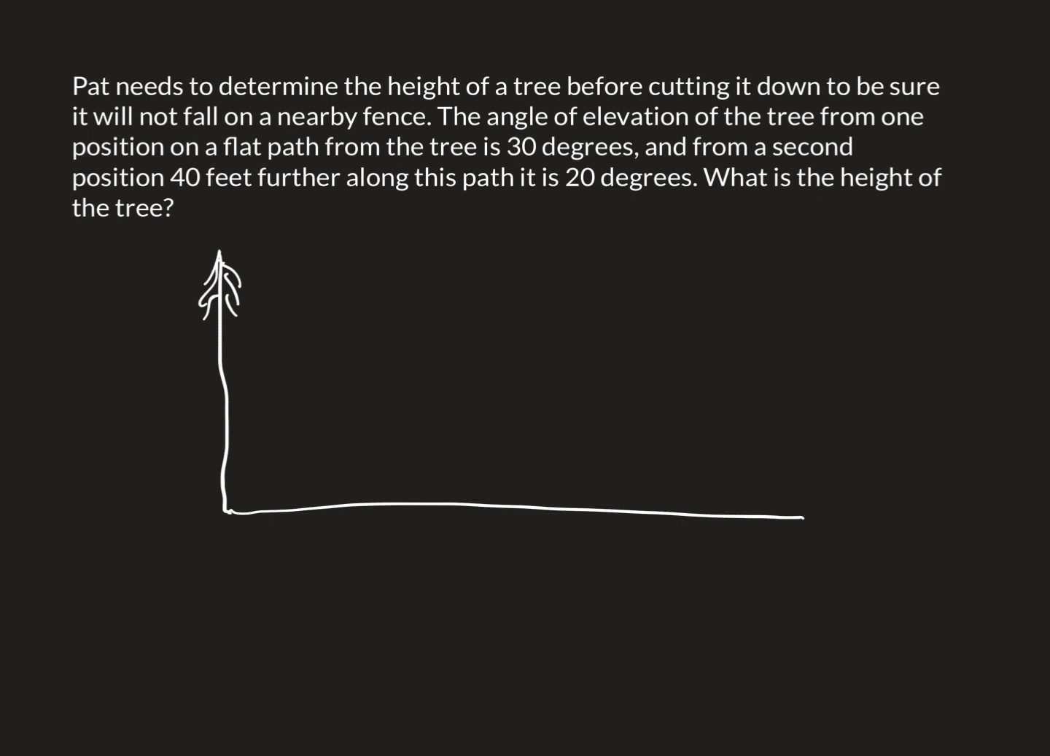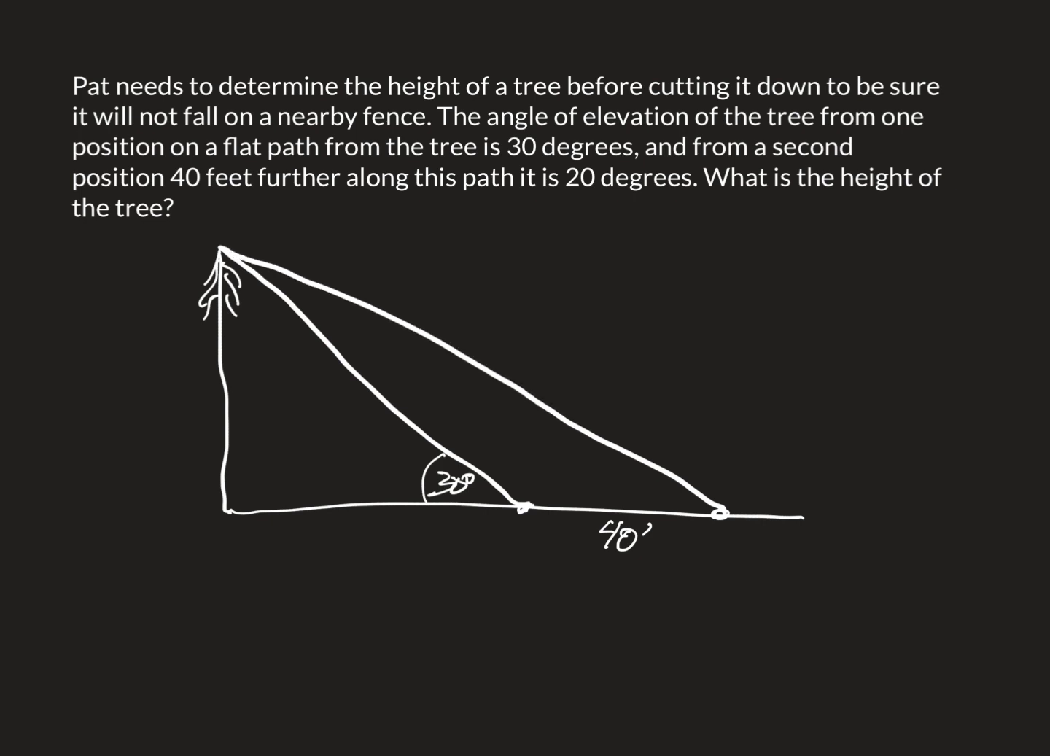All right, it says the angle of elevation of the tree from one position on a flat path to the tree is 30 degrees. So we'll draw that, and this is 30 degrees. This is an angle of elevation, okay? And from a second position, 40 feet further. So you go further, and then we get a 20-degree angle. What is the height of the tree? So we're trying to find the height, okay?